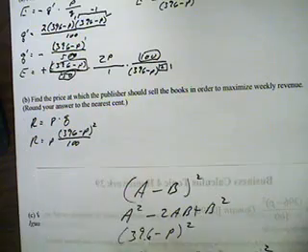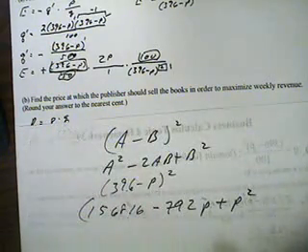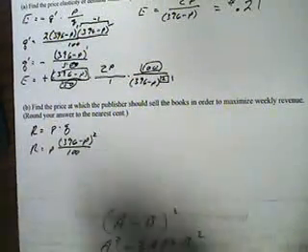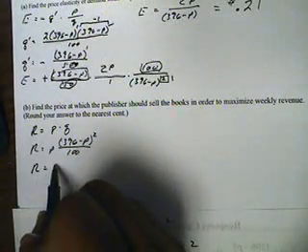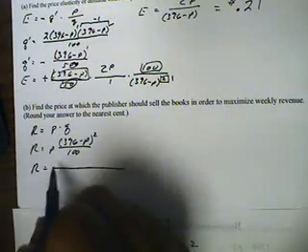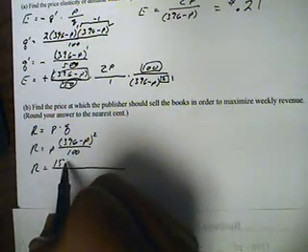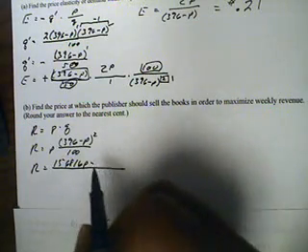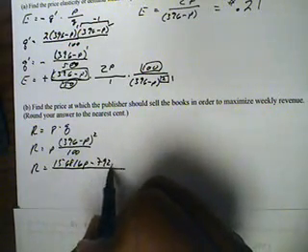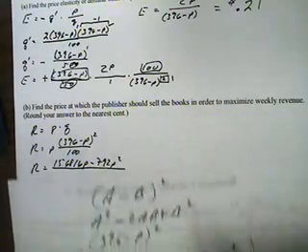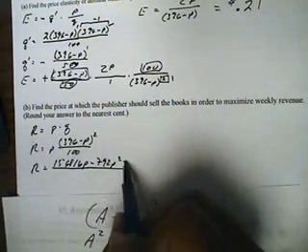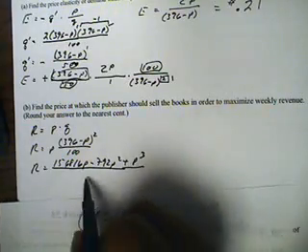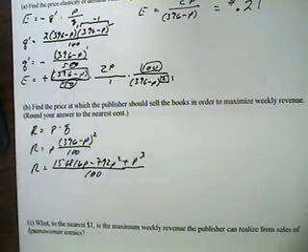Okay, and then we're going to take this right here and multiply it all by P, and that's going to give us R equals 156816 P minus 792 P squared, plus P to the third power, and everything's over 100.